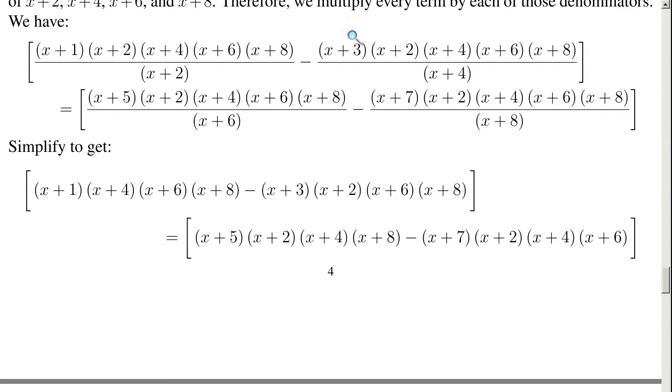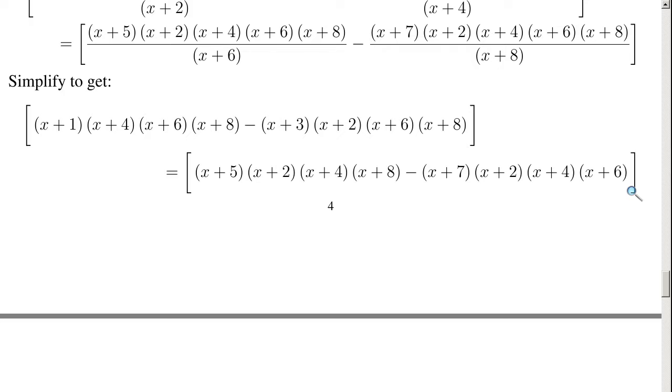And then for the second term, we have x plus 3 times x plus 2 times x plus 6 times x plus 8. That's what I have here. Again, the denominator's gone. Same thing for this term: x plus 5, x plus 2, x plus 4, x plus 8. And for the last term, x plus 7, x plus 2, x plus 4, x plus 6. So you get an appreciation for how big the work is if you were to try to do this by hand. You would need multiple lines just to write one equation.